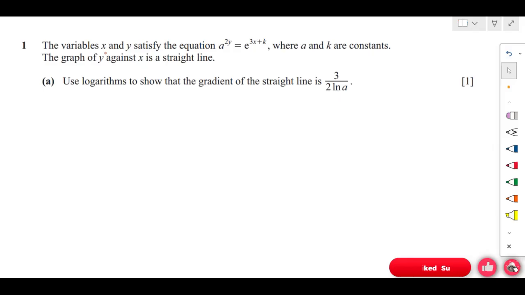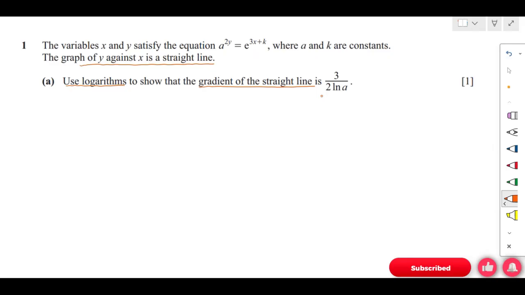Question number 1. The variables x and y satisfy the equation a to the power 2y equals e to the power 3x plus k, where a and k are constants. The graph of y against x is a straight line. Part A: use logarithms to show that the gradient of that straight line is 3 by 2 natural log of a.